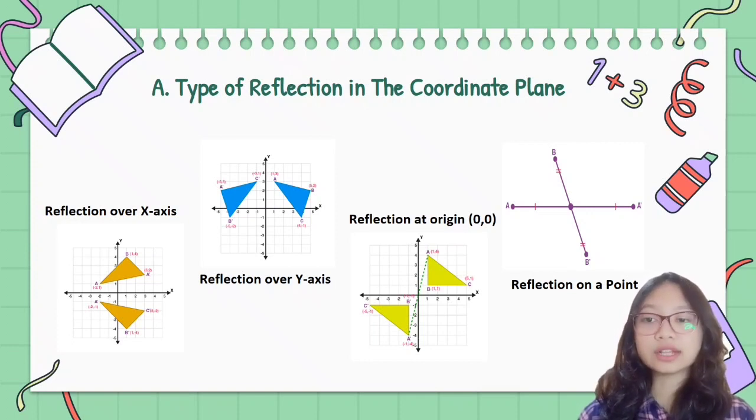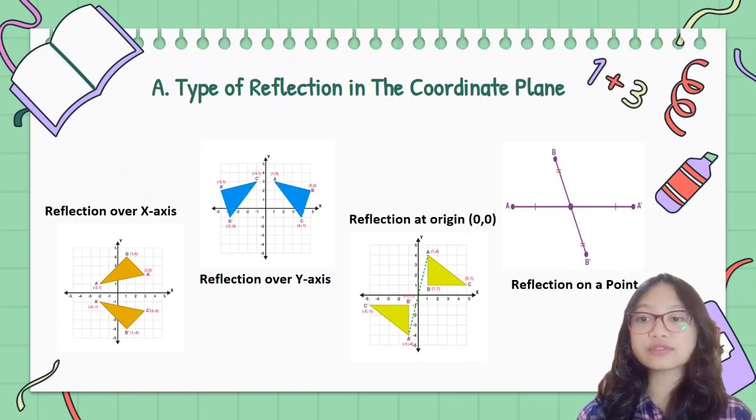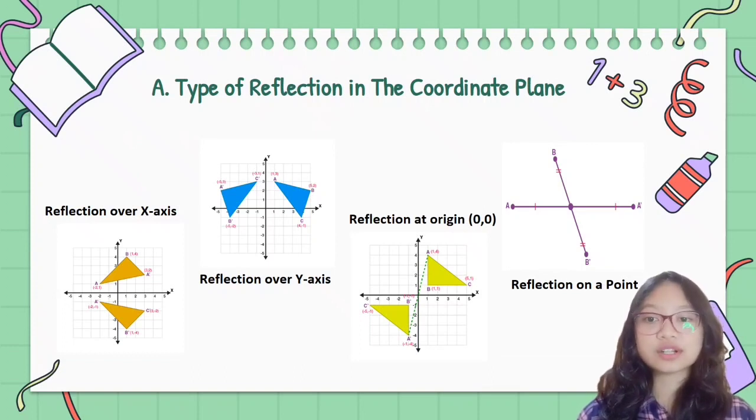Okay, now the last type of reflection in a coordinate plane is reflection on a point. A reflection point occurs when a figure is constructed around a single point known as the point of reflection or center of the figure. For every point in the figure, another point is found directly opposite to it on the other side. Under the point of reflection, the figure doesn't change its size and shape.